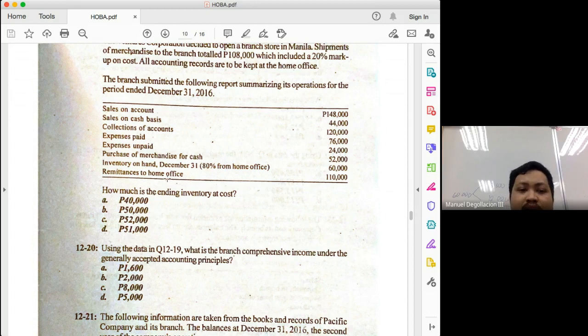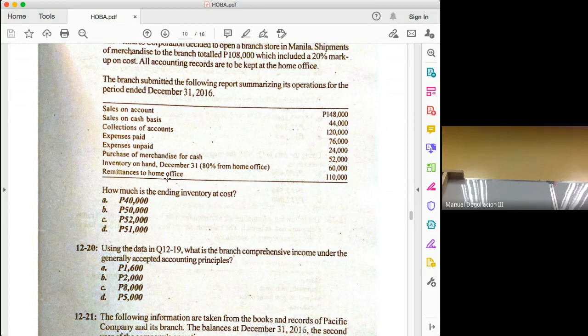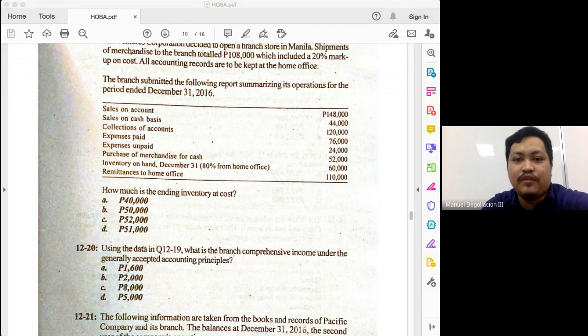Yes, because under generally accepted accounting principles, your revenues represent those that are already collected and even those that are not yet collected, so long as they are already earned. Okay, so our total sales here will be how much? 192. If we already have our sales, what's the next step? You deduct your cost of goods sold.